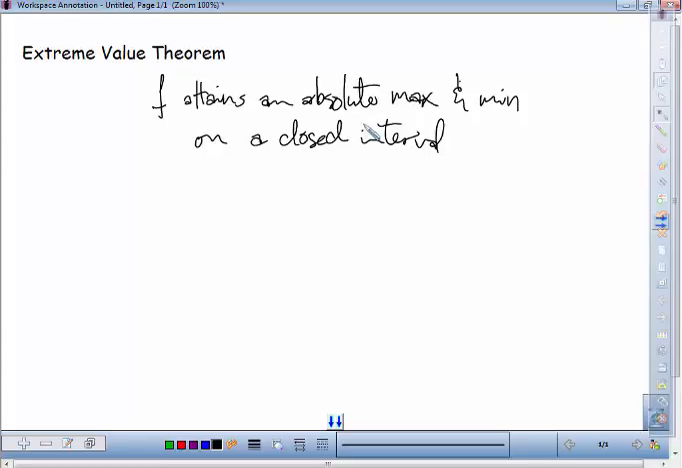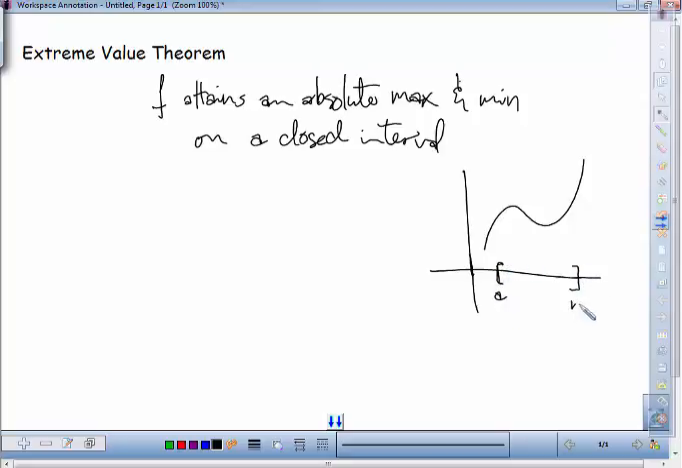Yeah, so you remember testing the endpoints? So the idea is that, just as a generic example, if you have a closed interval from A to B, then you can look at your function and close it off there.